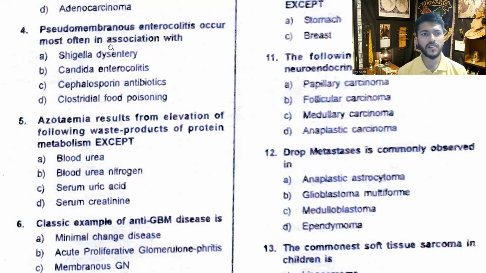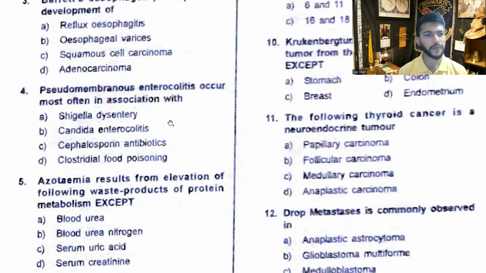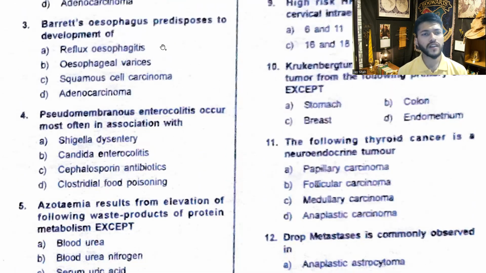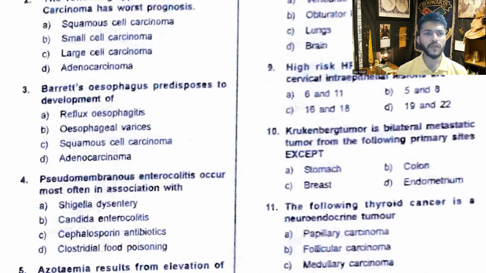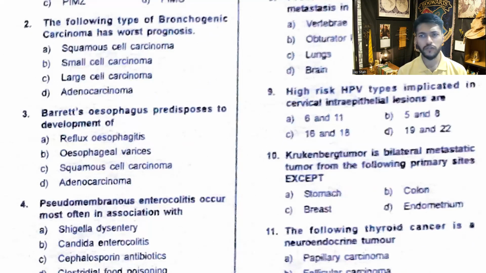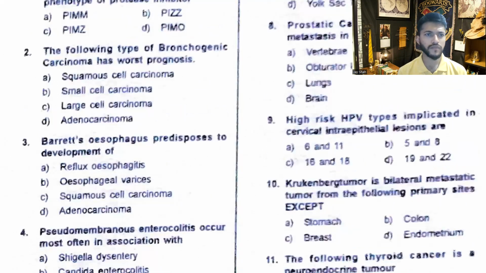Pseudomembranous enterocolitis occurs mostly in association with clostridial infection. You'll have to remember that. Barrett's esophagus predisposes to adenocarcinoma. See, reflux esophagitis will cause Barrett's, and long-term Barrett's will cause adenocarcinoma. Which type of metaplasia? Columnar metaplasia. Following type of bronchogenic carcinoma, worst prognosis, I've told you again, it is small cell carcinoma.